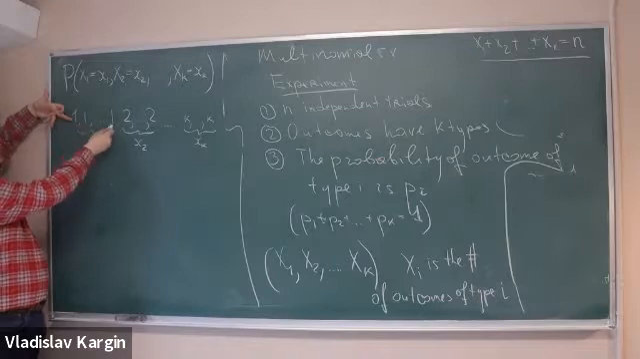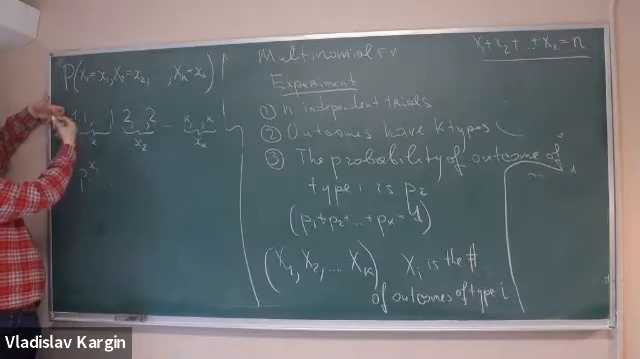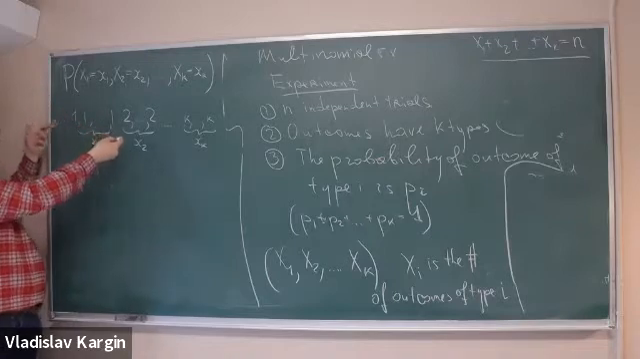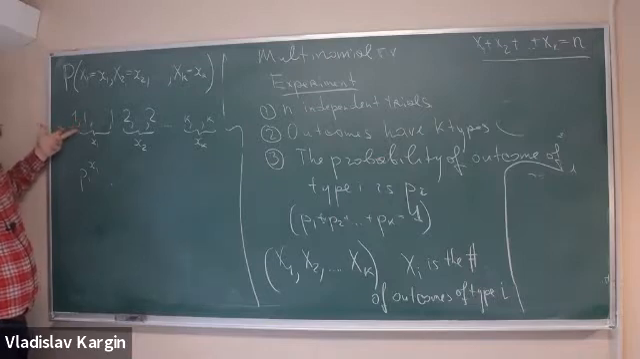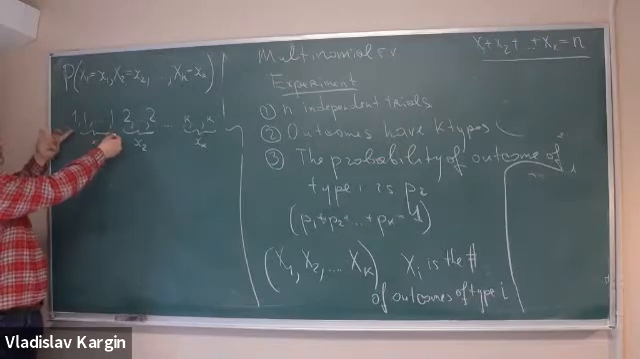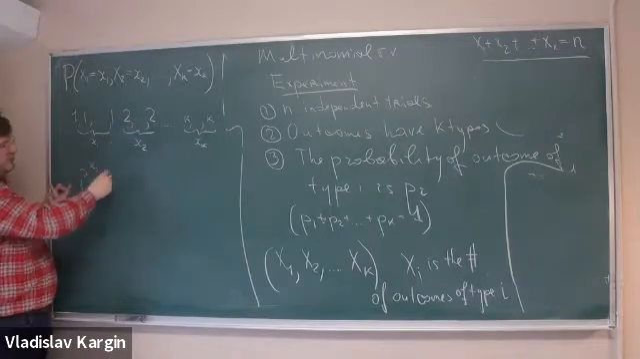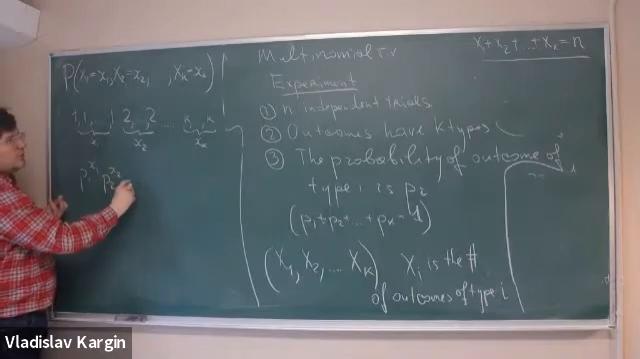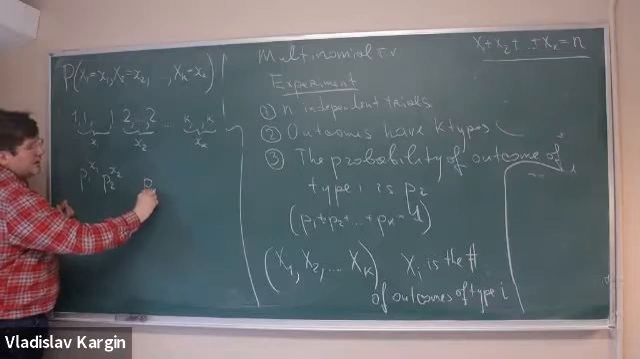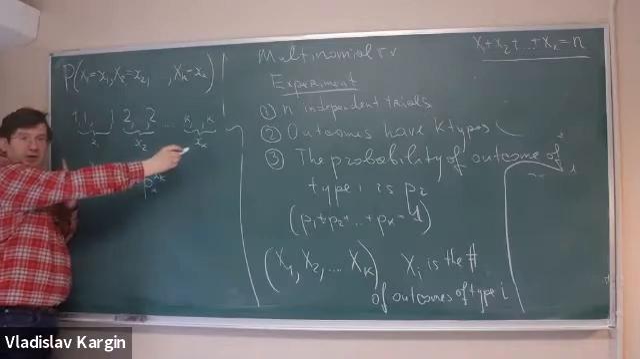So the probability to get this sequence of ones will be P1 to the power of x1, just P1 multiplied by P1, because the trials are independent. The probability to get 1 in the first trial is P1, and the probability to get 1 in the second trial is also P1. You do it x1 times, and the probability that you'll get all ones is P1 to the power x1. Same thing with 2: it will be P2 to the power of x2, and so on. Here it will be pk to the power of xk. So this is the probability of this specific outcome.